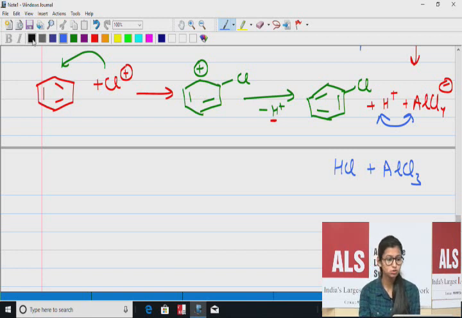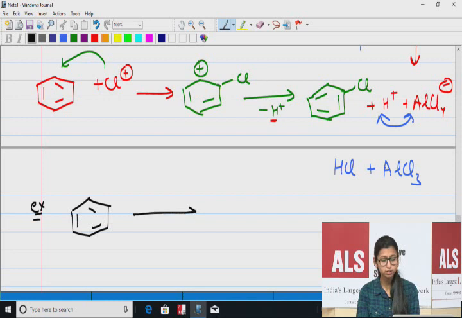Can you people just do some examples? Directly write down, okay? Let's say I have Br2 in the presence of AlCl3.